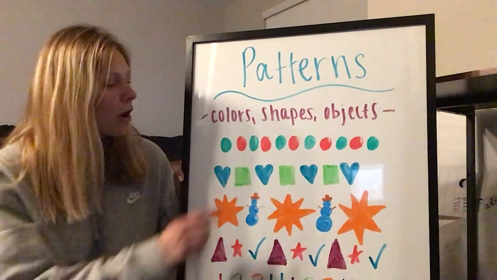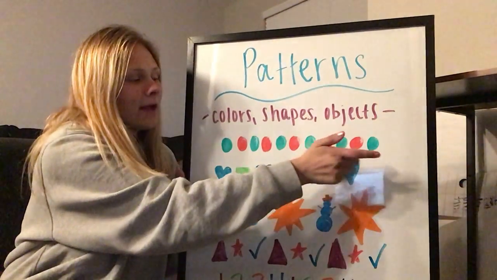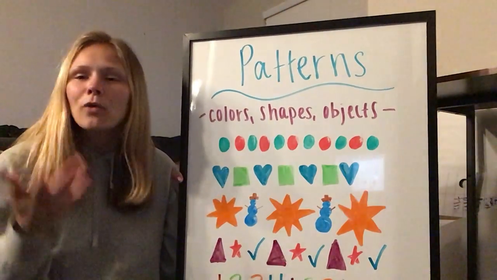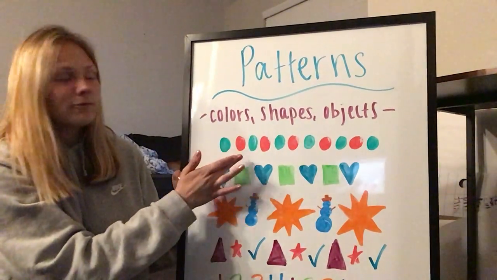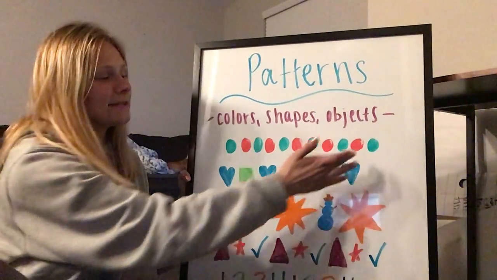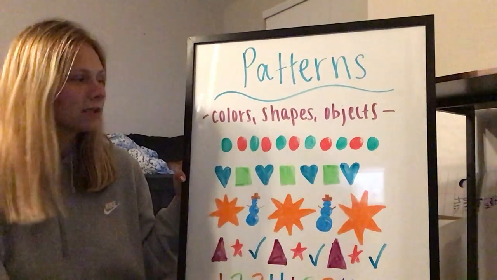I'm not gonna say, oh, green, red, green, red, green, red, green, red, green, red, green, blue. No, that's not our pattern. I follow my pattern by saying green, red, and I could even look at the end and say, okay, well, what comes after green? Red. So those are with colors.